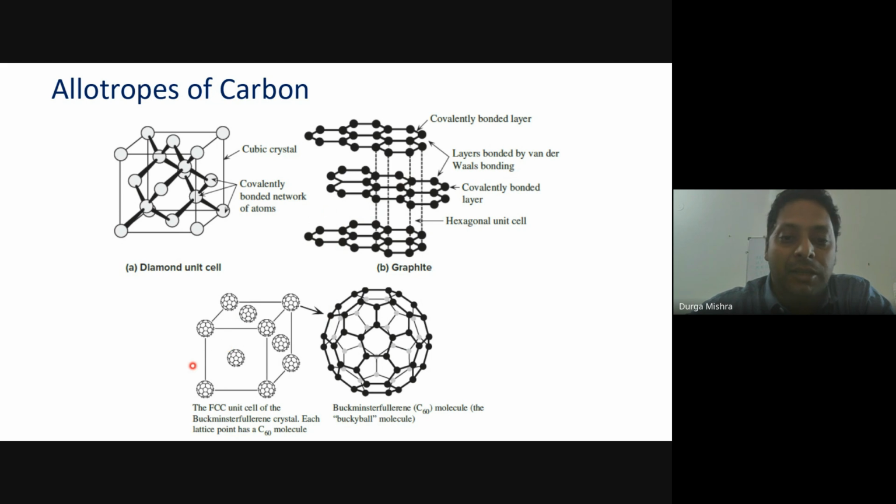So here, this is an example of another allotrope of carbon, which is made up of fullerene. One fullerene is a molecule which has 60 carbon atoms, and these 60 carbon atoms as a molecule occupy, for example, here an FCC. They form an FCC unit cell. So this is another form of a crystal of carbon. There are also carbon nanotubes and other forms, which, if you really go into nanostructures and their application, you will learn about that.